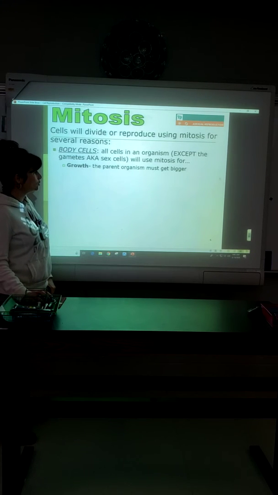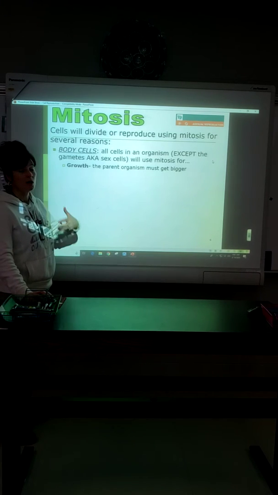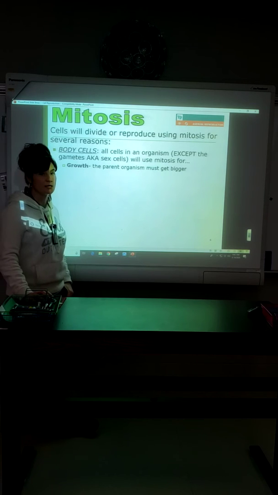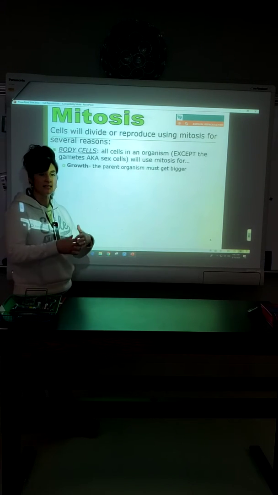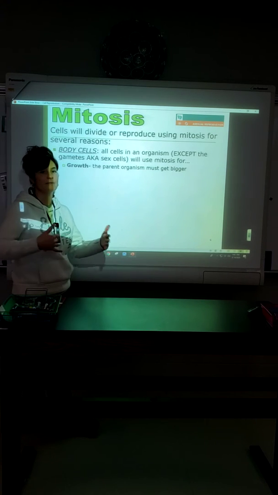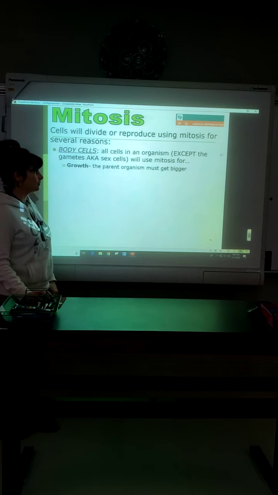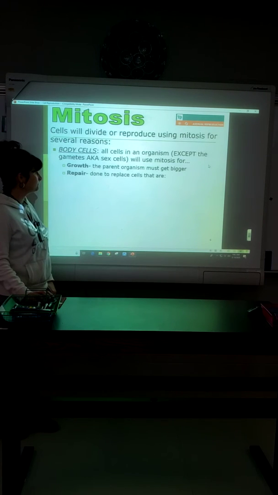But body cells will use this process for growth. So this is what we like to get bigger. All of us had to go through the mitosis process because your bones had to get bigger, right? You had to have more mass, you had to have more length added to them. So all of that was through the mitosis process.